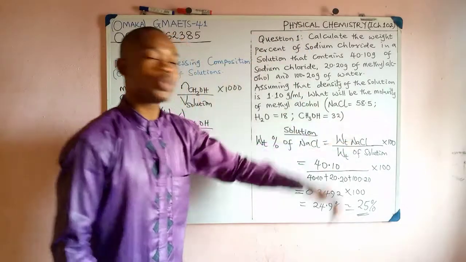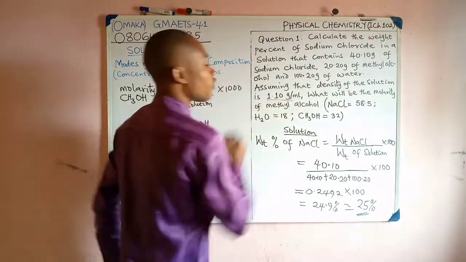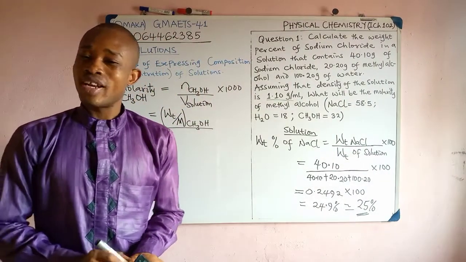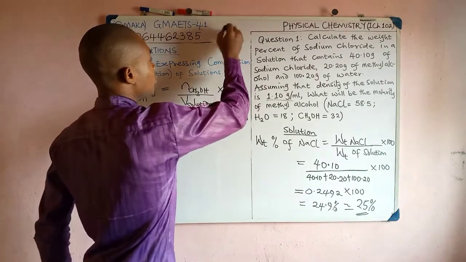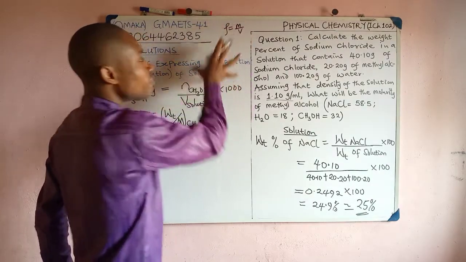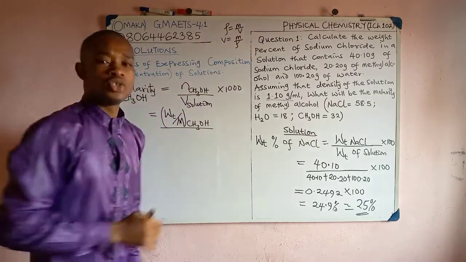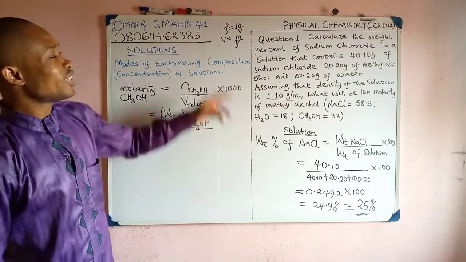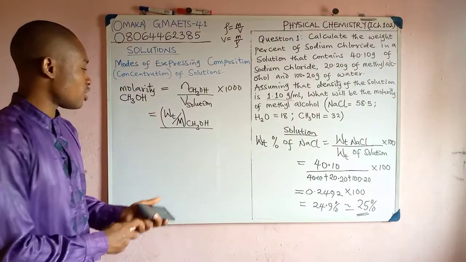Because again, in the problem, we don't know the volume of the solution. What was given to us is the density of the solution. So at this point, you quickly need to recall the formula that density is equal to mass over what? Volume. Density is mass over volume. If this is true, then volume is the same as mass over density. Do you agree with me? So if you want to get the volume of the solution, it's going to be the mass of the solution divided by the density of the solution.